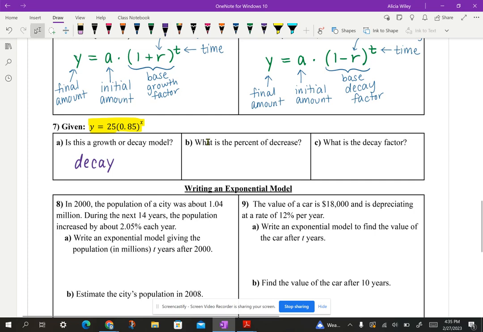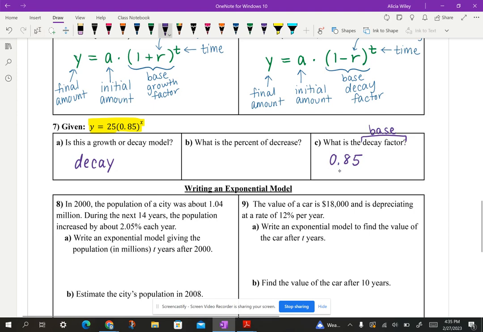The next thing that they ask for is, what is the percent of decrease? I'm actually going to skip over that one, and I'm going to go to C. I think this one should have been first. It says, what is the decay factor? I had told you up here that the decay factor is the base itself. So my decay factor would be just the base. Okay, remember that the decay factor is the base itself, right?